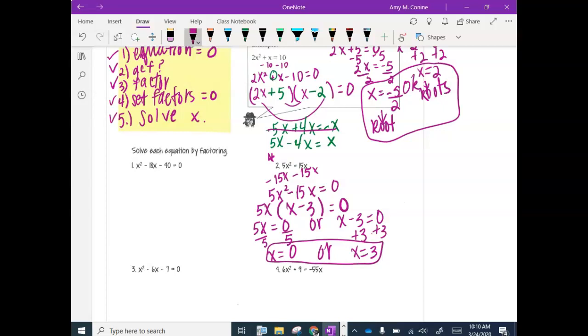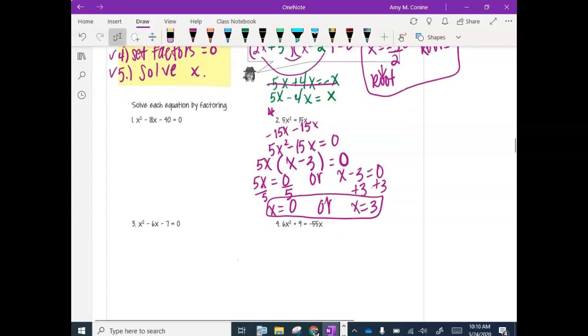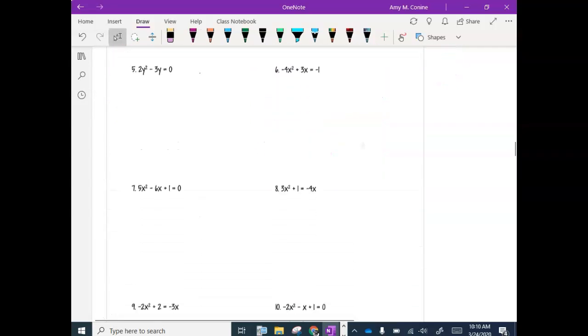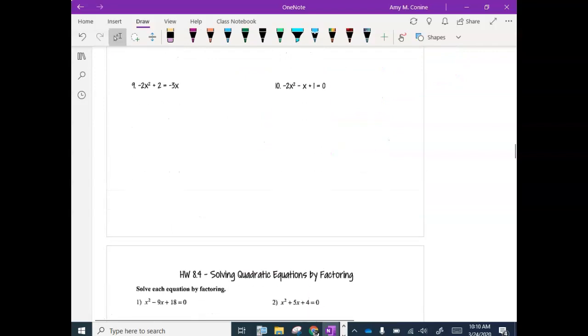And that is all my steps. So that's what you're going to do for each one of these. You'll split it up and solve for x each time. And it looks like all of these are pretty straightforward.